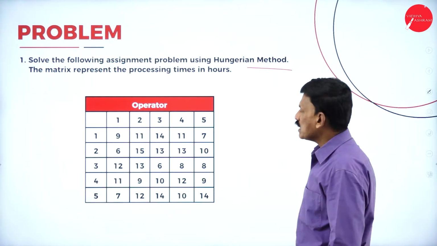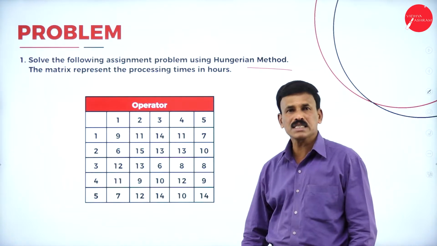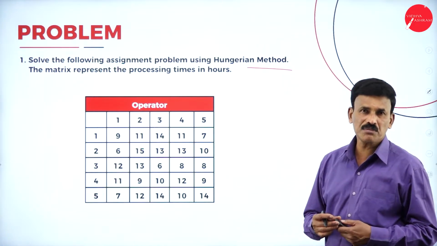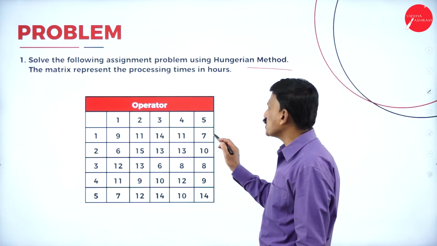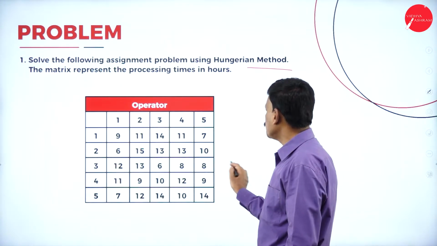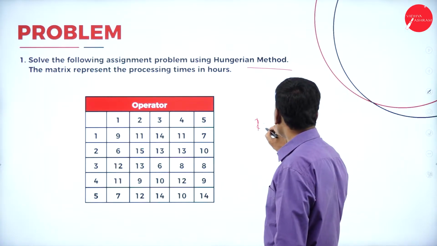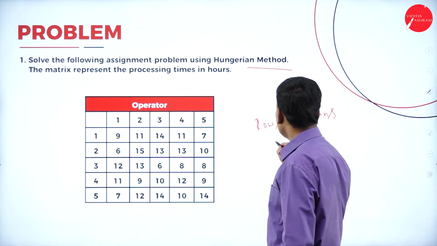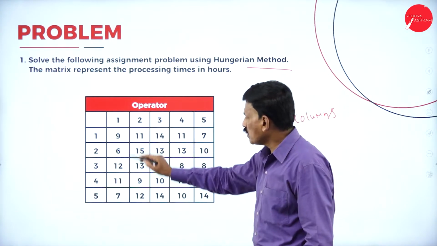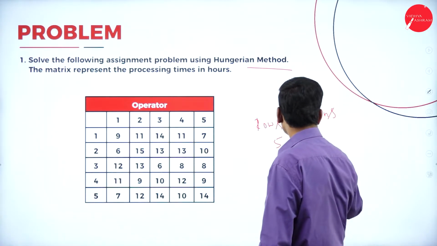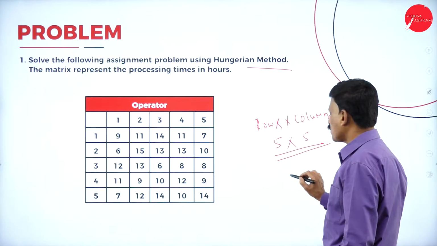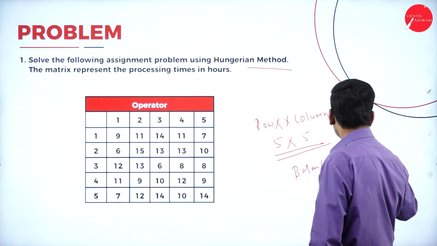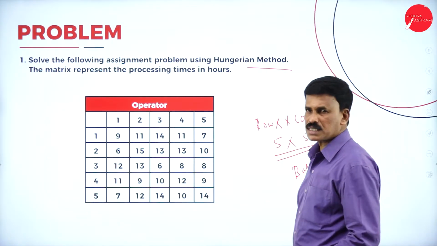First, let us verify whether this is a balanced assignment problem or not. How to verify? Just check whether it is a square matrix or not. How many rows are there? This contains 1, 2, 3, 4 and 5 rows. The number of columns is also 5. So the number of rows is equal to the number of columns. Therefore this is a balanced assignment problem.